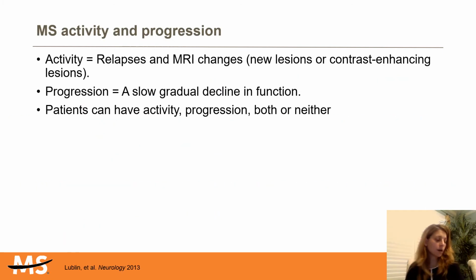So, how do we monitor the disease? People are classified as being active or inactive depending on whether they're experiencing any relapses, whether they have any MRI changes, such as new lesions or contrast enhancing lesions on their MRIs. They're considered to be progressive if they have a slow, gradual decline in function. So, we can now classify patients as having a type of MS, like the relapsing form of MS. We can further classify them into active or inactive, progressive or non-progressive, both or neither.